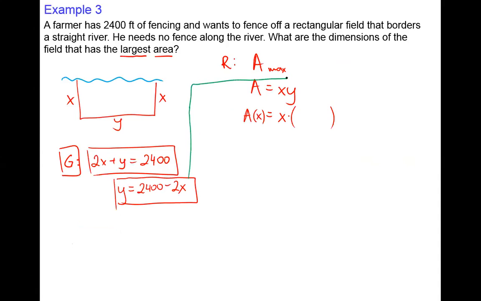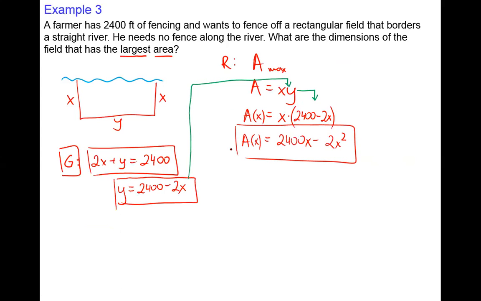I can maybe write this. Yes, we will substitute this here: x times 2,400 minus 2x. And let's make a function. Let's distribute: 2,400x minus 2x squared. Really nice. One variable, and this is my area in terms of x only. Having this constraint, we do have some limitation for the domain, because we want 2,400 minus 2x to be positive. All right, we can't have y negative.